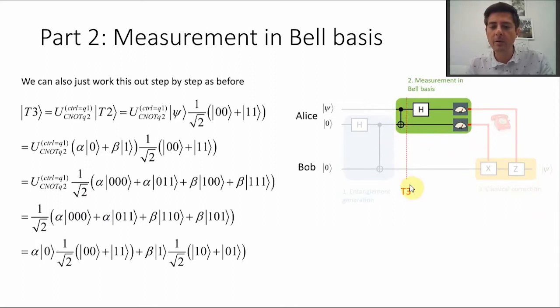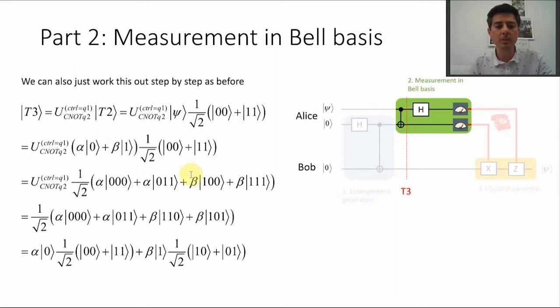Let's just now go through to the third time slice here. So at this point, basically what we want to do is apply this controlled NOT between the first qubit and the second qubit. Okay, so to get to T3 from T2, which was just before this CNOT here, we want to apply this controlled NOT, where the control qubit is the first qubit, and the state that we had at the end of the entanglement generation part, as in just right here, was this one. So let's just basically work out what the action of this CNOT is.